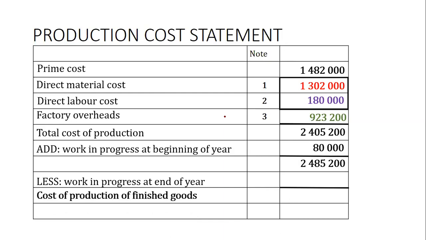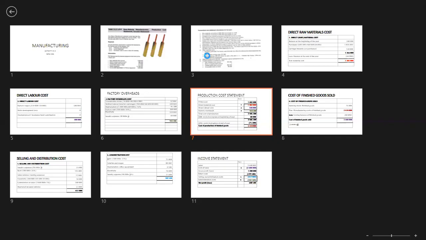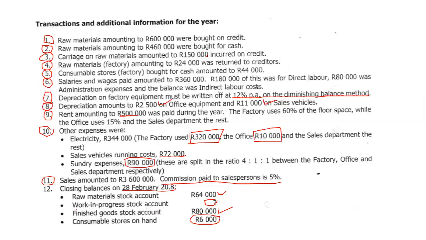You minus work in progress at the end of the year, and obviously we didn't have work in progress at the end of the year. However, we are also not given finished goods. Are you aware? They didn't give us cost of sales. They didn't tell us how much was finished goods. Are you aware?